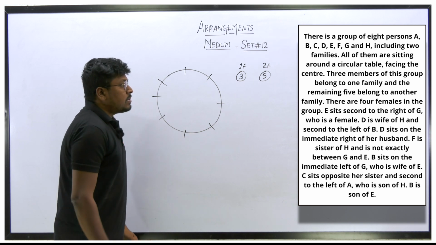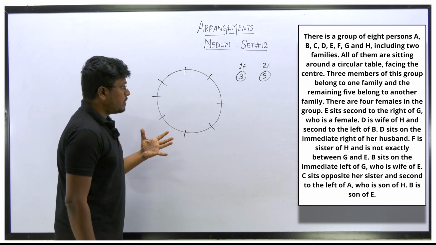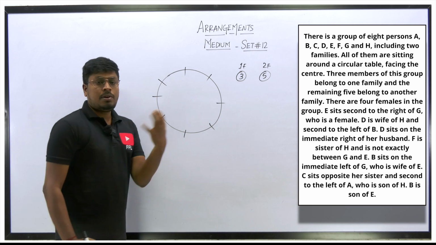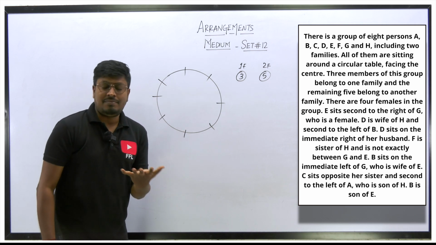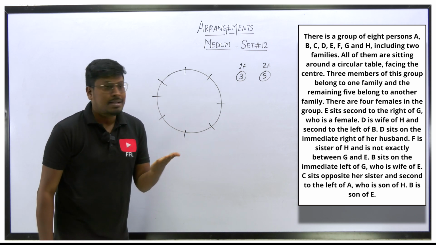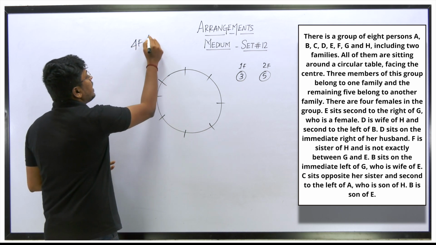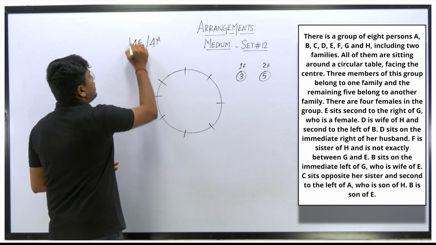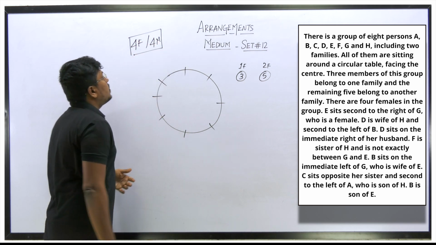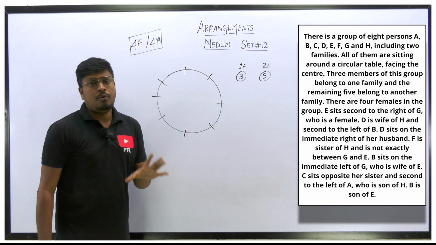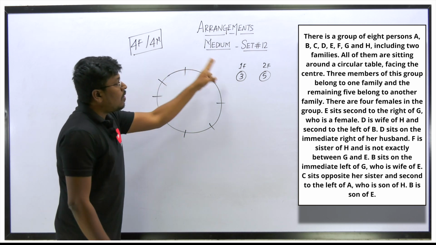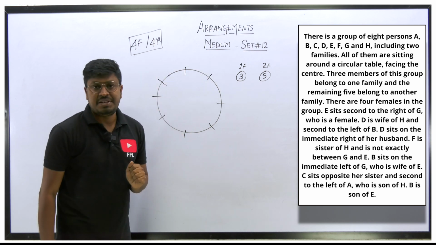Understood? So there are 4 females in the group. What they are saying is, out of 8 there are 4 females. We know that totally there are 8 members sitting at a circular table. If there are 4 females, then the remaining 4 will be male members. Understood or not? So out of 8, there are 4 females and 4 males. All these clues are always important to solve the arrangement.